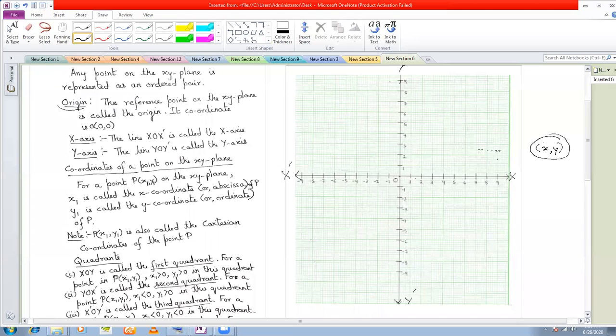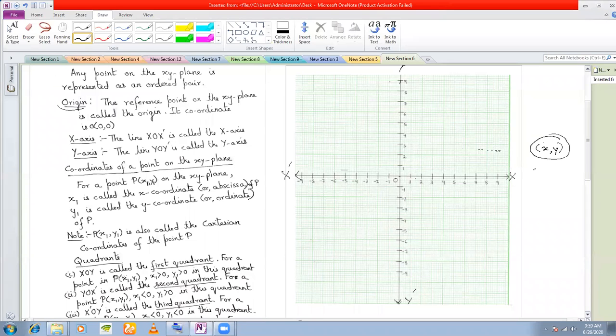Now, what does it represent, and how? But before that, remember a very important definition. If you have an ordered pair X, Y representing a point on the XY plane, let us call this point P. This X is called the x coordinate of P, also called the abscissa.